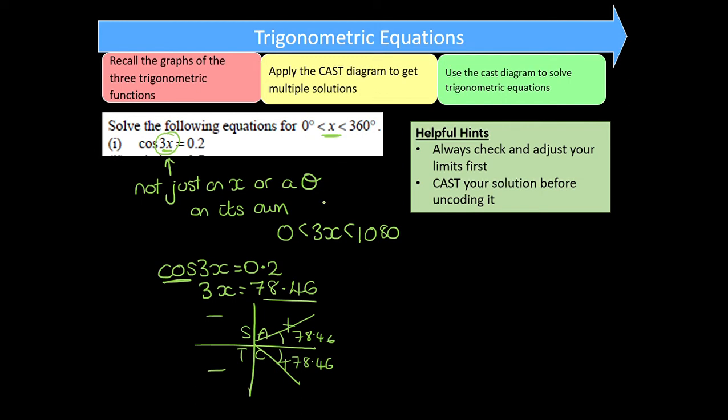Now, I've got to get all the way round to 1080. So I've got 0, 180, 360, 540, 720, 900, and then I get to 1080. So I'm going to spin round this diagram 3 times, which I can already see if I go round 3 times, I'm going to get 6 solutions.